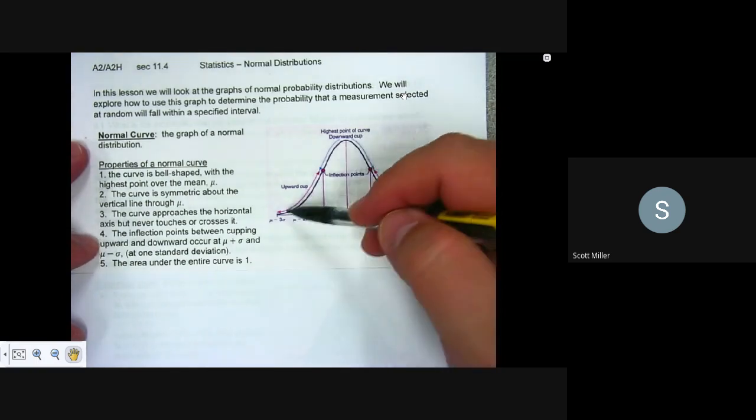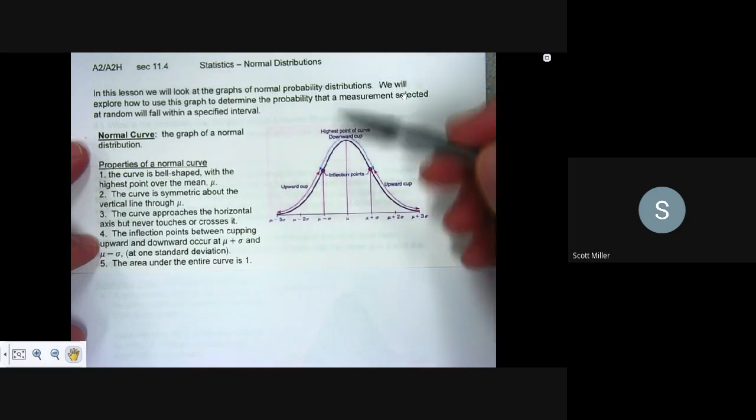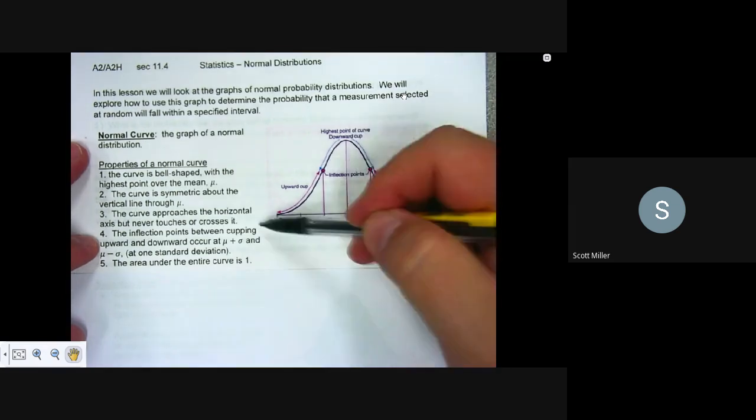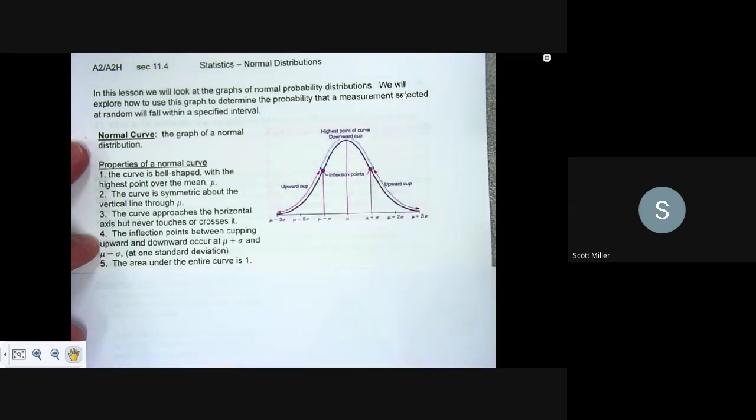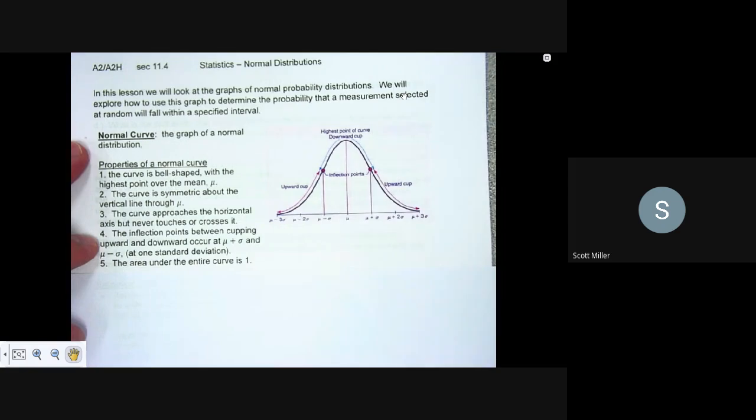The inflection points, between what's cupped upwards, called concave up, and concave down, or cupped downward, are at the mean minus 1 standard deviation and the mean plus 1 standard deviation. The area under the entire curve is 1, because this is a probability distribution, and so the highest probability you can get is 1.